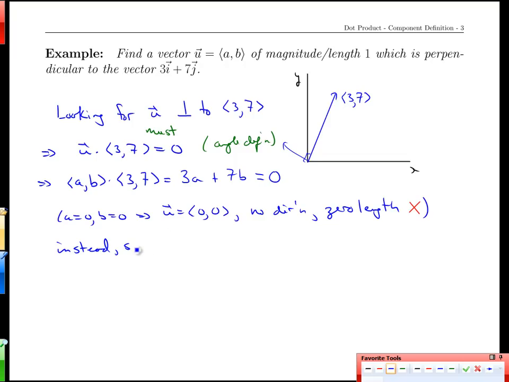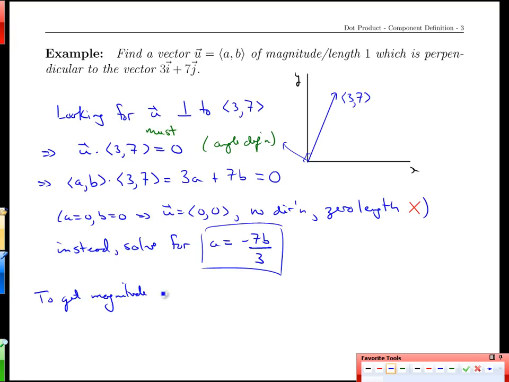So we can solve for a, let's say, which would be negative 7b over 3. And that would give us some idea of how the x and y components of this vector are related. Now, there's a couple different ways we can go here. Some people have learned different approaches. We can pick any value for b and then get a value for a, but we want the magnitude to be 1. And if we want the magnitude to be 1, then we're going to have to be a little careful about our choice of a and b.